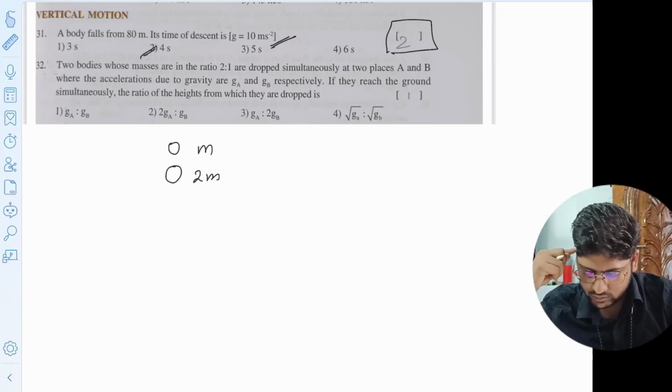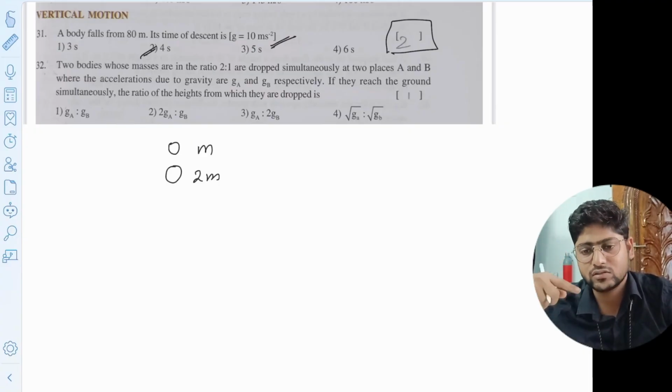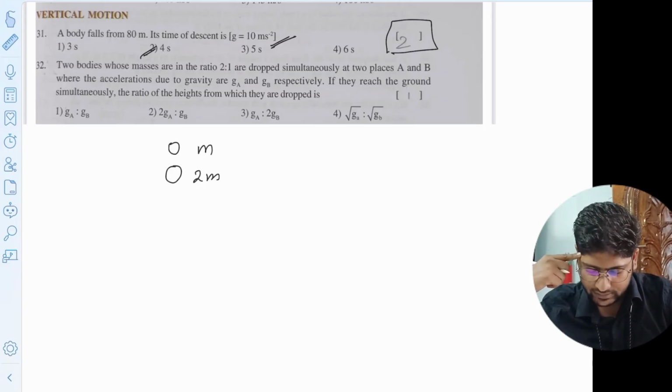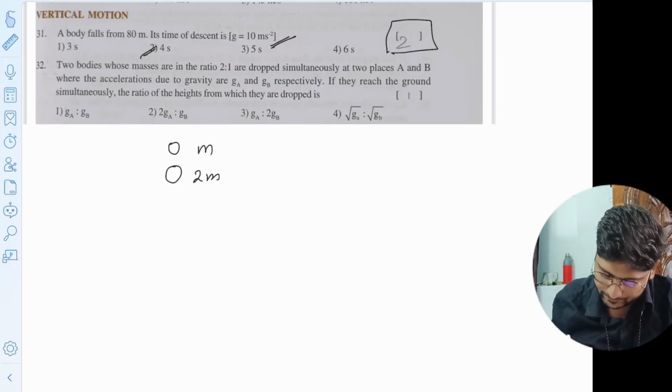So their ratio is 2:1, and they are dropped simultaneously at two places A and B, where the accelerations due to gravity are gA and gB. If they reach the ground simultaneously, meaning at the same time they will be on the ground, what is the ratio of the heights from which they are dropped? So we have to calculate the ratio of the heights, okay.